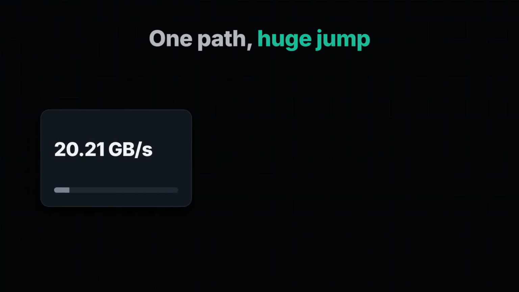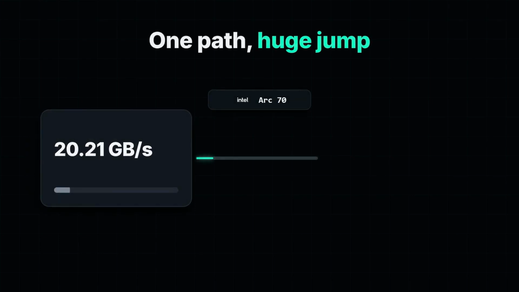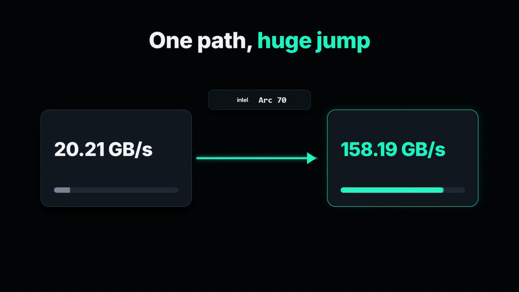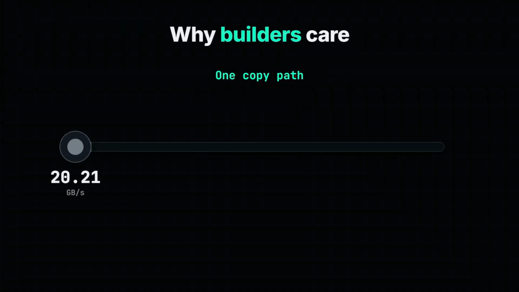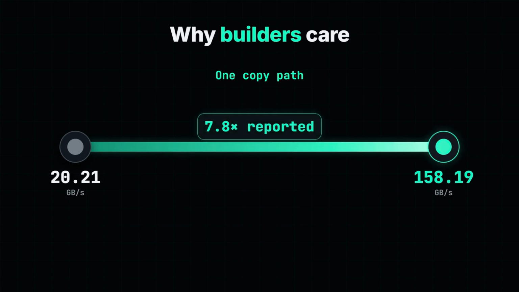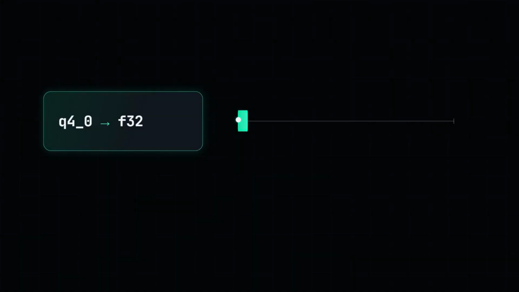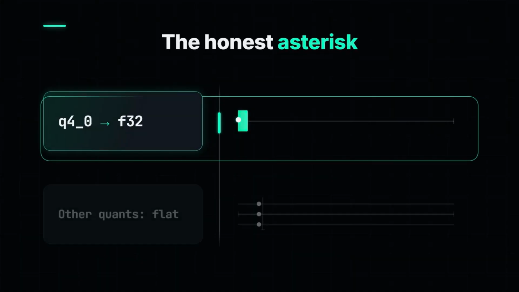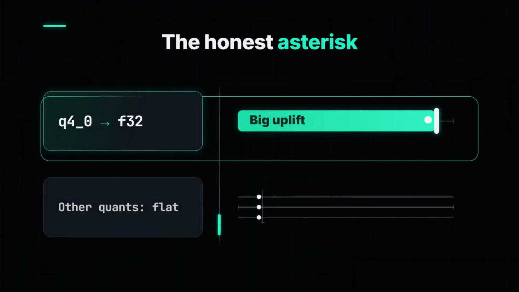Imagine moving model data inside a GPU. llama.cpp fixed how that copy starts on one path. On arc70, the reported rate jumped dramatically. The reported rate rose from 20.21 to 158.19 gigabytes per second. That is a large change in this one conversion path. Other measured formats stayed flat, so do not read this as llama.cpp becoming 8 times faster overall.